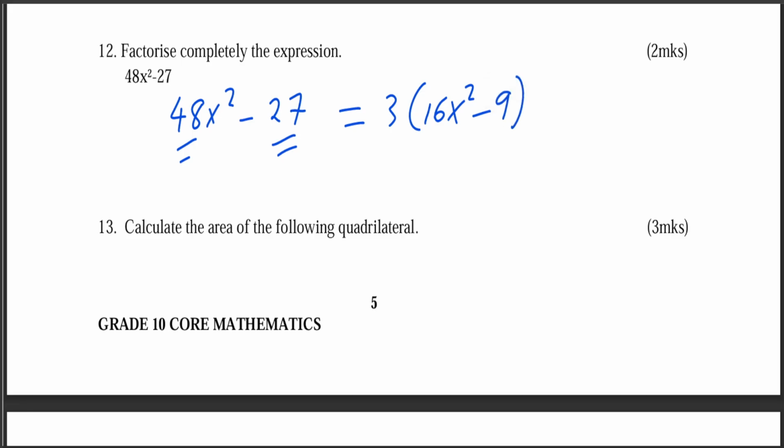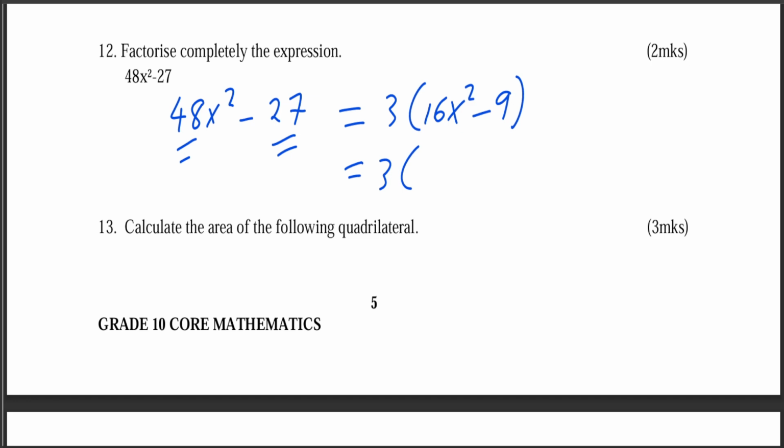Question 12. Factorize completely the expression, which is 48x squared minus 27. So this one, common factor hapa, if I'm not wrong, ni 3. So 3 into bracket. 48 divided by 3 is 16. So 16x squared minus 27 divided by 3 ni minus 9. So 3 into bracket 16x squared minus 9.